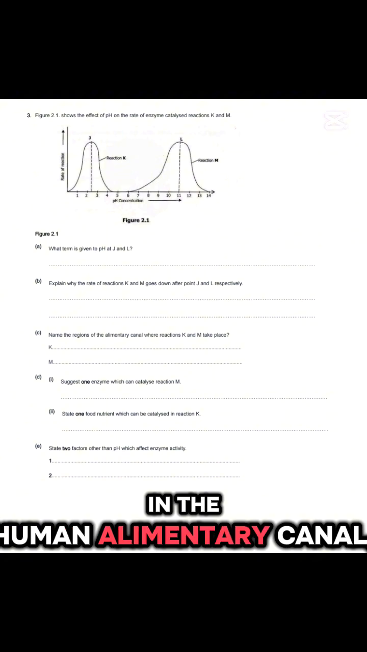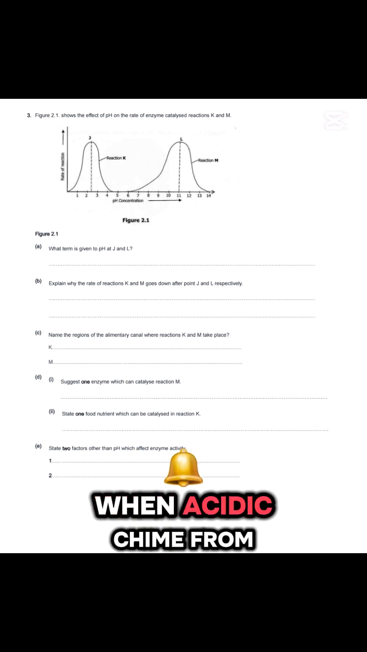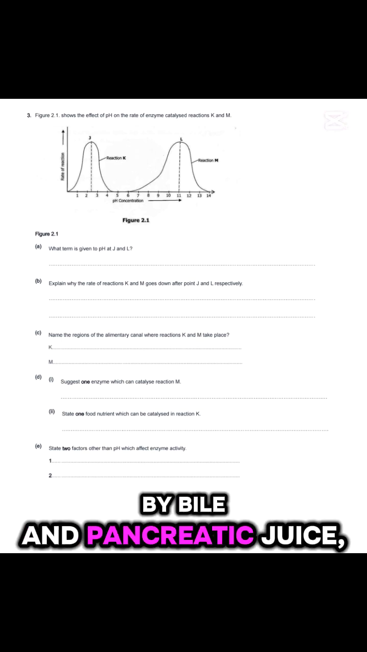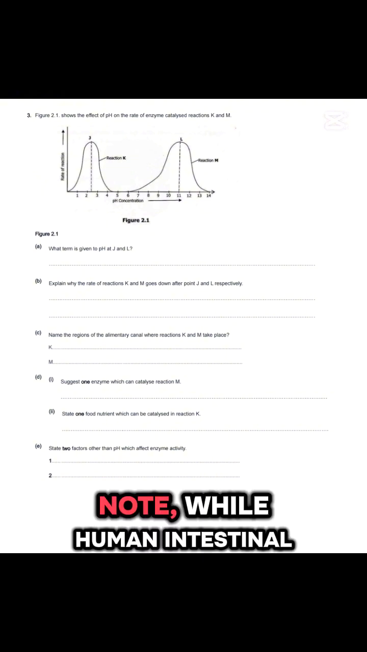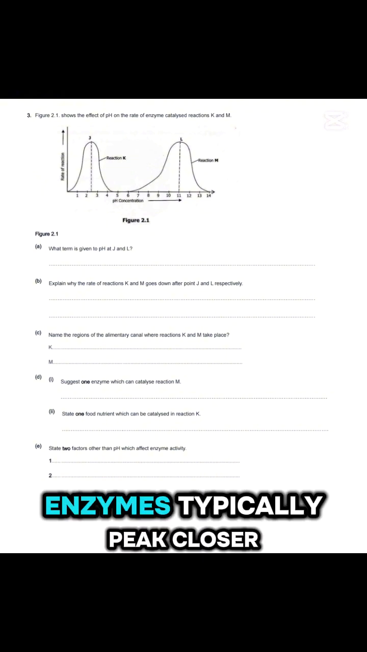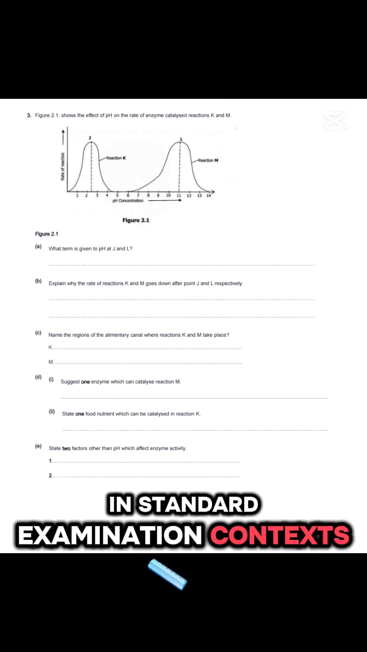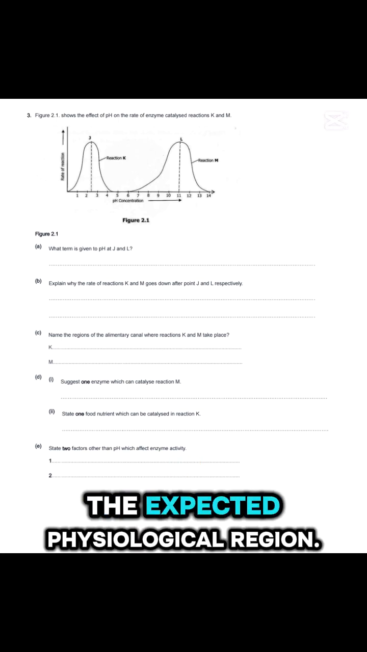In the human alimentary canal, alkaline conditions are established in the small intestine when acidic chyme from the stomach is neutralized by bile and pancreatic juice, which contains sodium hydrogen carbonate. Note: while human intestinal enzymes typically peak closer to pH 7 to 8, in standard examination contexts featuring an extreme alkaline curve, the small intestine remains the expected physiological region.